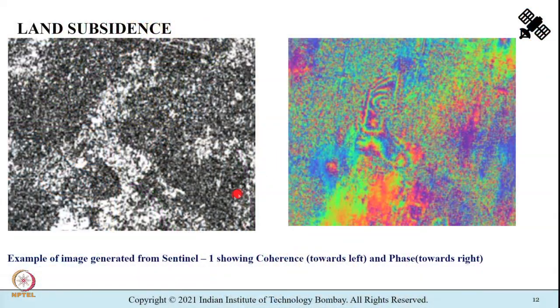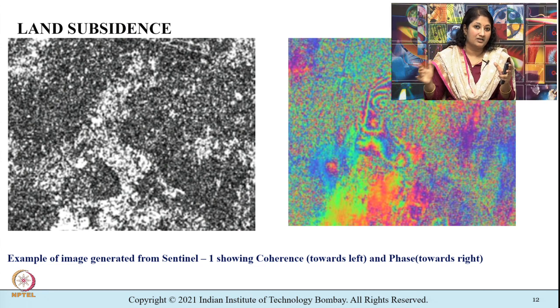displacement. Shown in front of you are examples of images generated from the Sentinel-1 satellite, showing coherence towards the left and phase towards the right. I know that a few terms may sound new to you. No worries, they will be discussed as part of upcoming modules. I just want you to be familiar with what applications are possible using the active sensors as well as the passive sensors. So, we discussed precipitation, and here we discussed land subsidence.